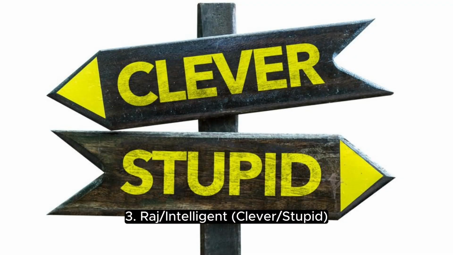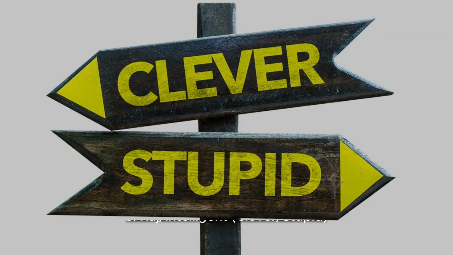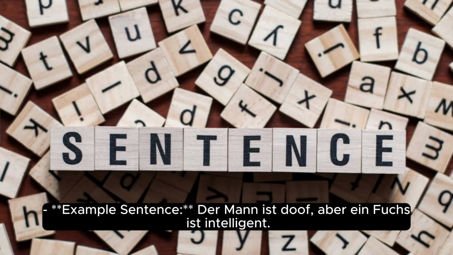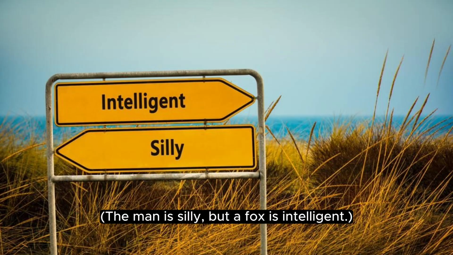3. Dumm or intelligent, clever, stupid. Example sentence: Der Mann ist doof, aber ein Fuchs ist intelligent. The man is silly, but a fox is intelligent.